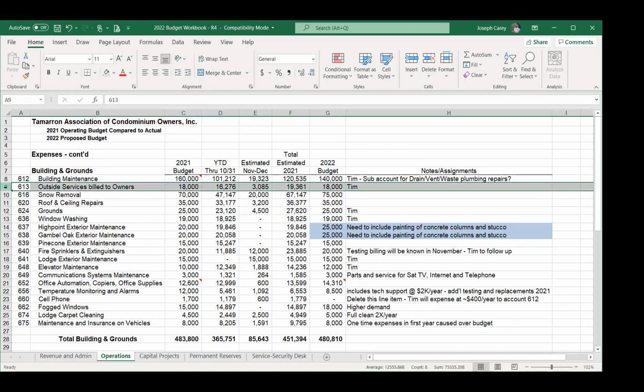Outside services billed to owners, this is all subcontractor work where we hire the subcontractor, have work done in an owner's unit, and then, by the way, we'll bill that back to the owner and it'll show up in the revenue side.